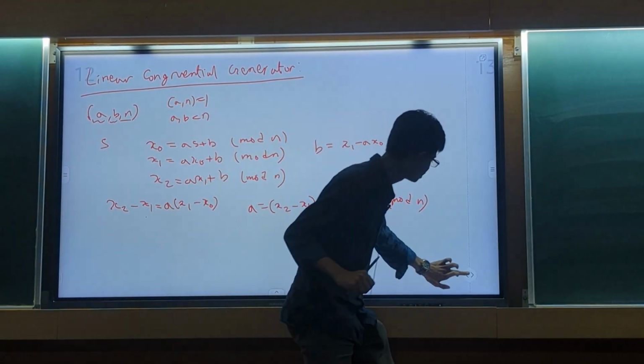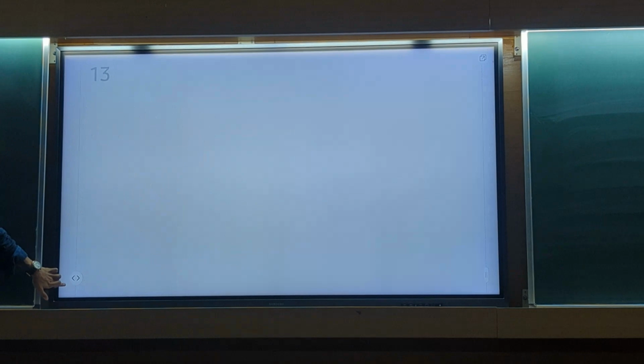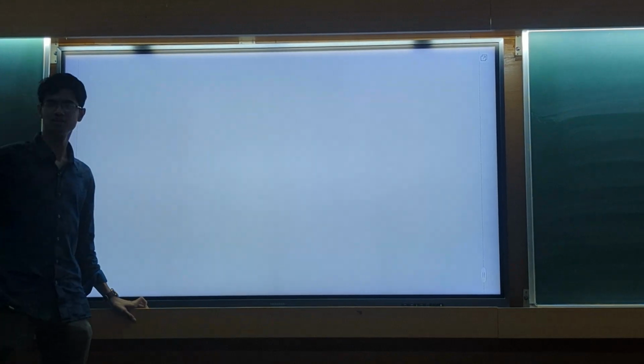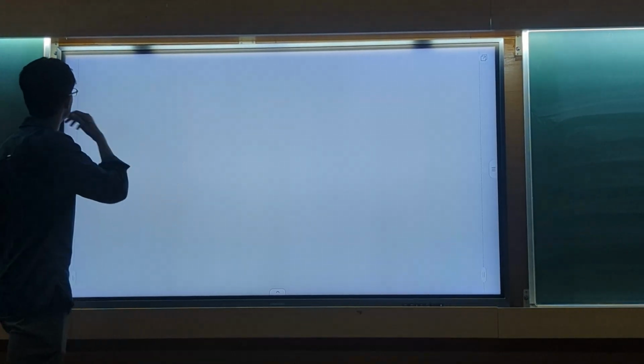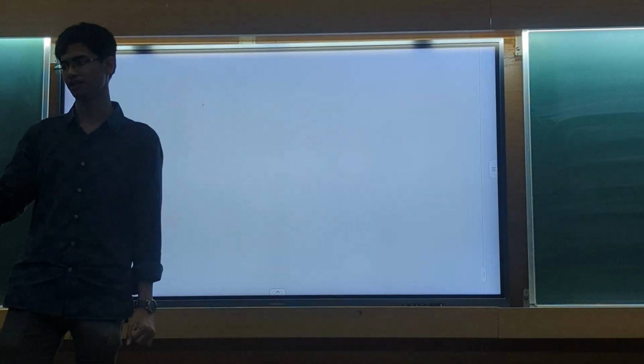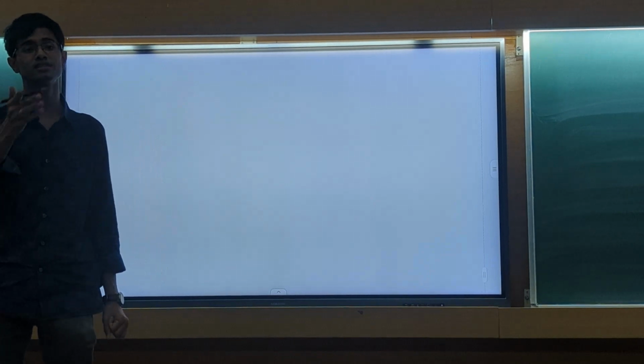Okay. So this is our second last section. After this, we do block cipher and call it a day. But yeah, when I don't know A, I don't know B, and I don't know n, what can I do?